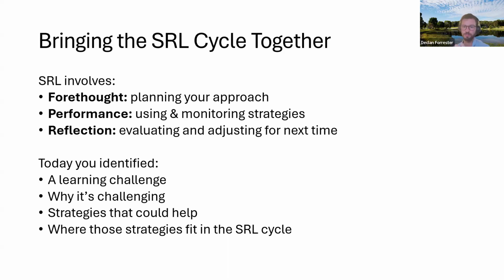That's the forethought phase, where learners notice obstacles and think ahead. You've also looked at strategies that could help, which belongs in the performance phase, where learners choose approaches, monitor their understanding, and adjust as needed. And where those strategies fit into the SRL cycle connects your choices back to planning, which is some amount of reflecting at least. So this is what SRL looks like when it becomes explicit and intentional rather than accidental.